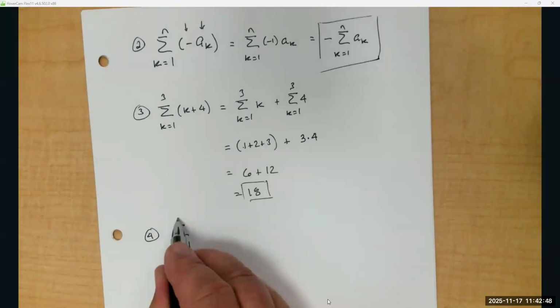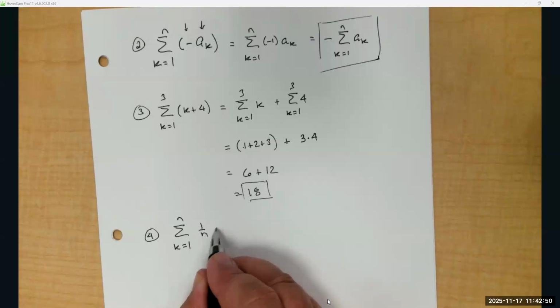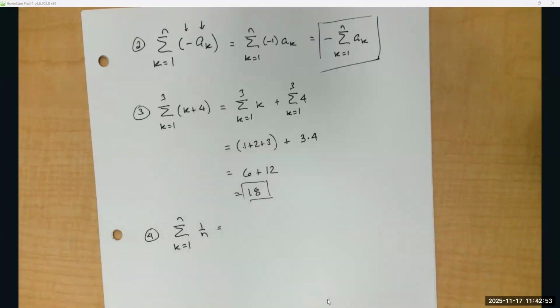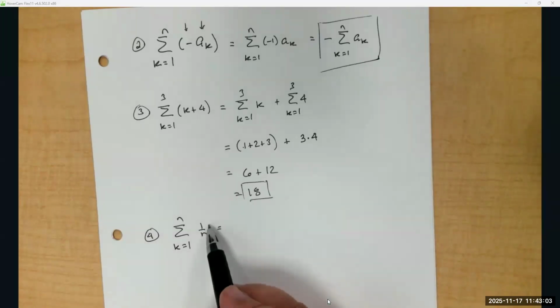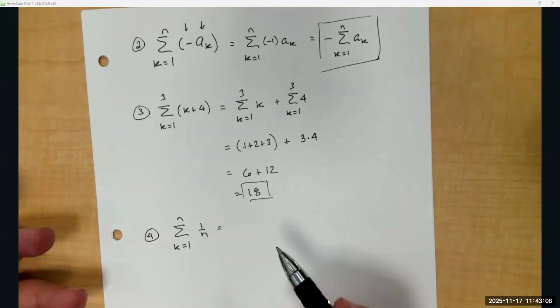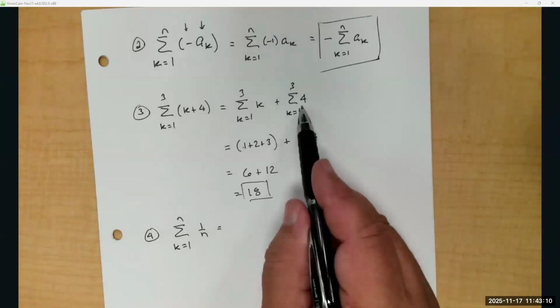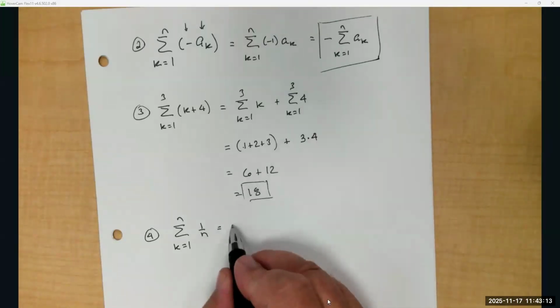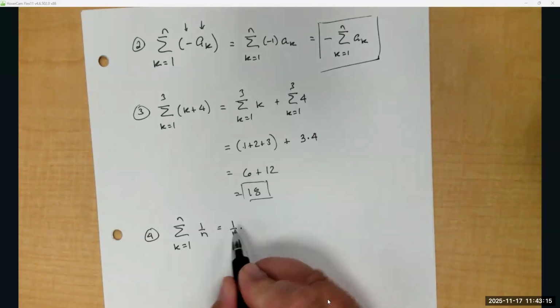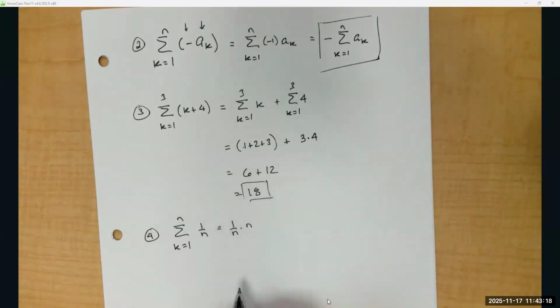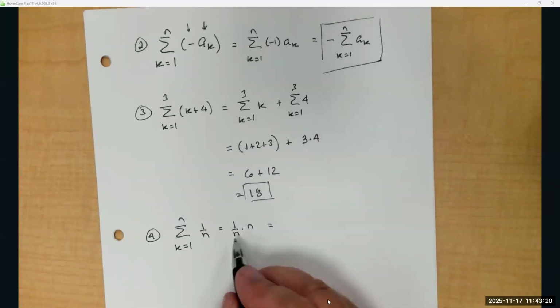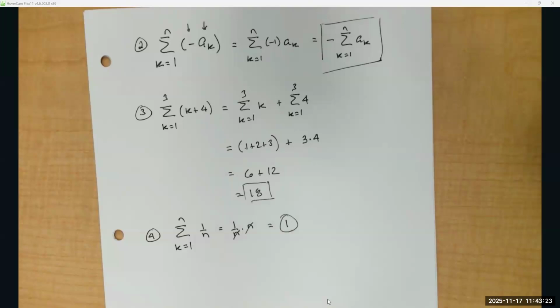K equals 1 to n, 1 over n. Is there a k in this equation? No, so it's just a constant. We do the same thing we did before. So we take 1 over n times how many times it occurs? N. The n's cancel, so the answer is 1.